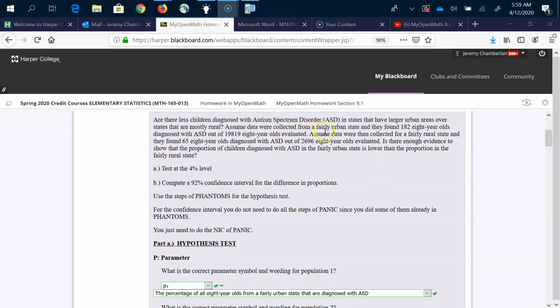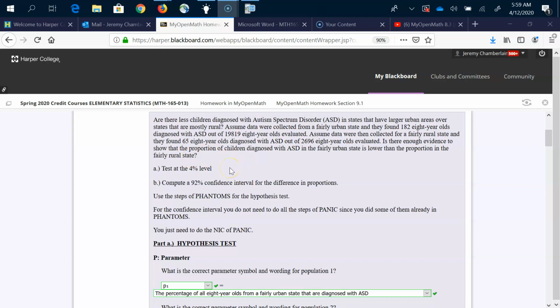Assume data were collected from a fairly urban state, and they found 182 8-year-olds had ASD out of 19,819. Assume data was collected from a rural state, and they found 65 with ASD out of 2,696. Is there enough evidence to show that the proportion of children diagnosed with ASD in urban states is lower than the proportion in rural states?